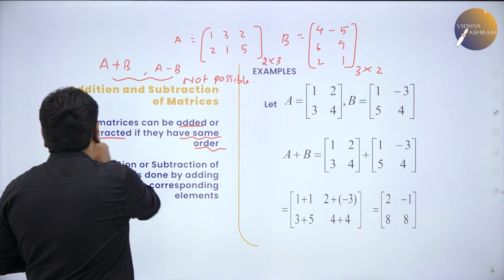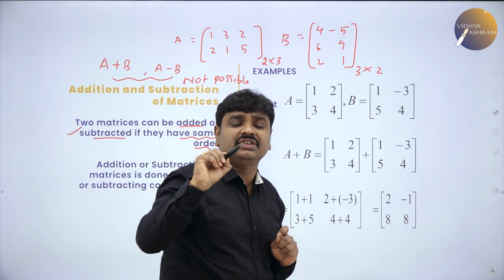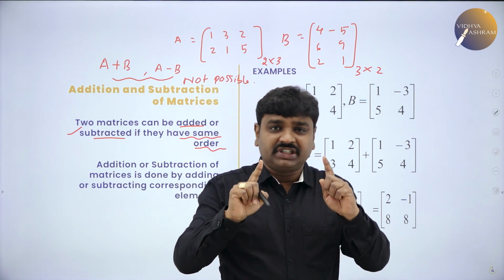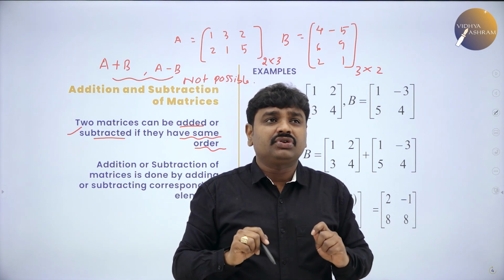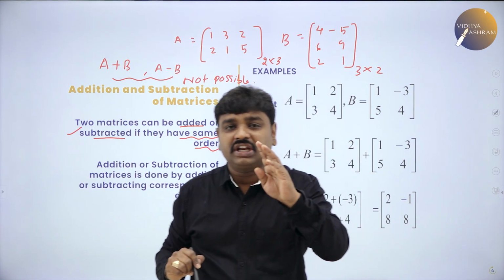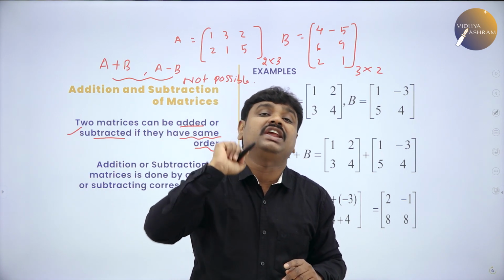So now how to add or subtract? Addition or subtraction of two matrices is done by adding corresponding elements. So first we'll check the order. If orders are same, we should add first row first element with first row first element of the second matrix, first row second element with first row second element. You have to add or subtract corresponding elements.